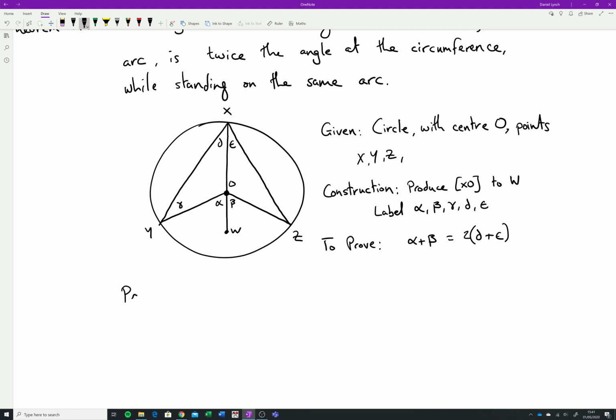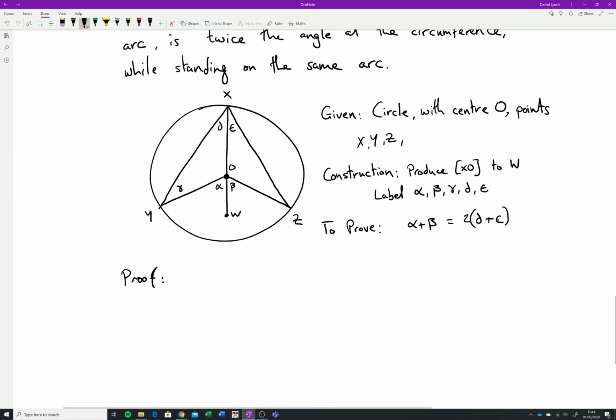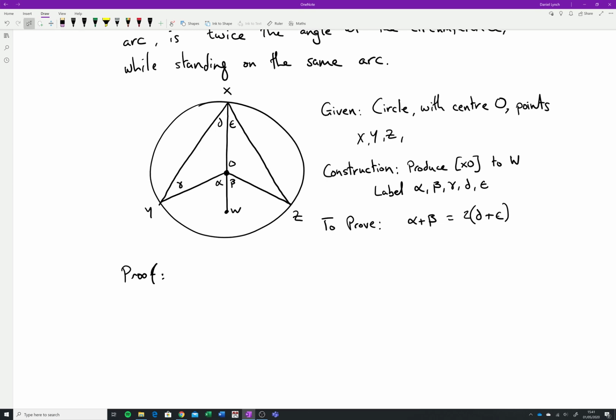Okay, our proof, as I said, congruent triangles. Proof. First thing to say is that alpha is equal to delta plus gamma. Why? Pause the video, have a think about it. It's actually something that we did relating to a previous video.